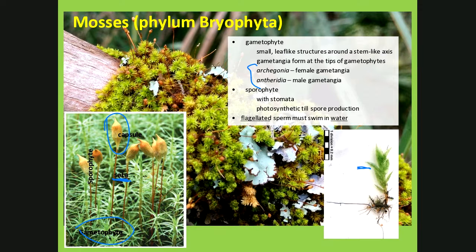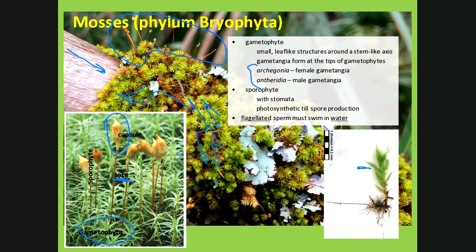All right, so again, using those words, the dominant generation, if we looked at a moss, the dominant generation is the gametophyte, right? We see mostly gametophyte here. Sporophytes, which is the other part of that alternation of generations, are usually small and relatively inconspicuous.